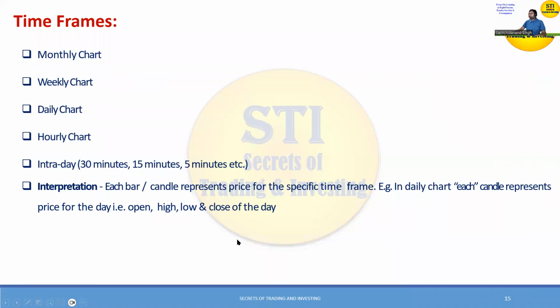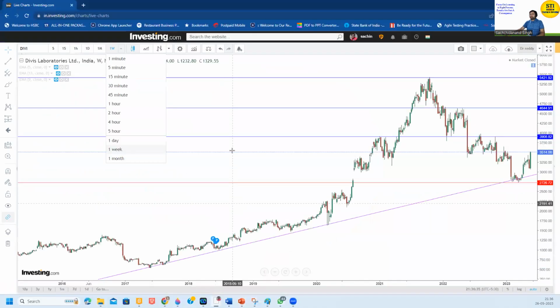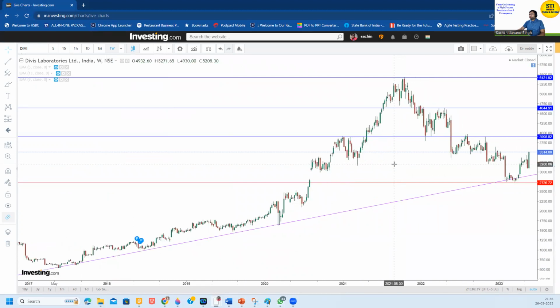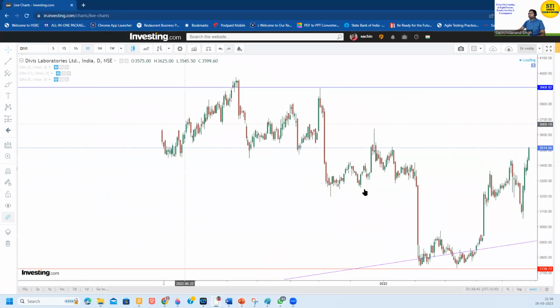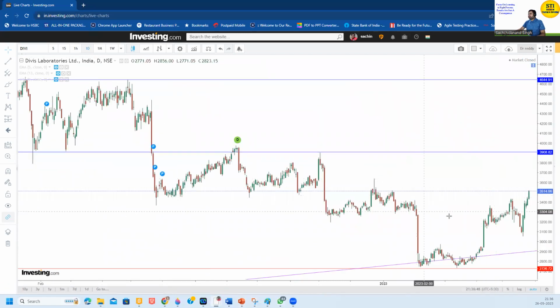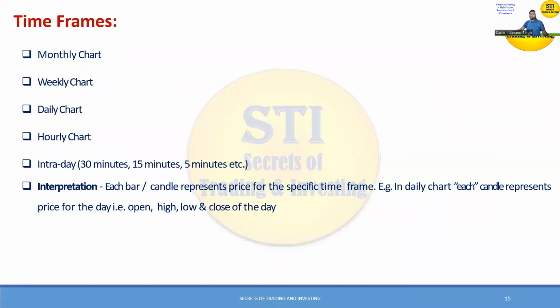Okay, and we also discussed that each candle represents the price movement for the selected time frame. If I'm selecting 1 day, that means each candle is representing the price movement on a daily basis.